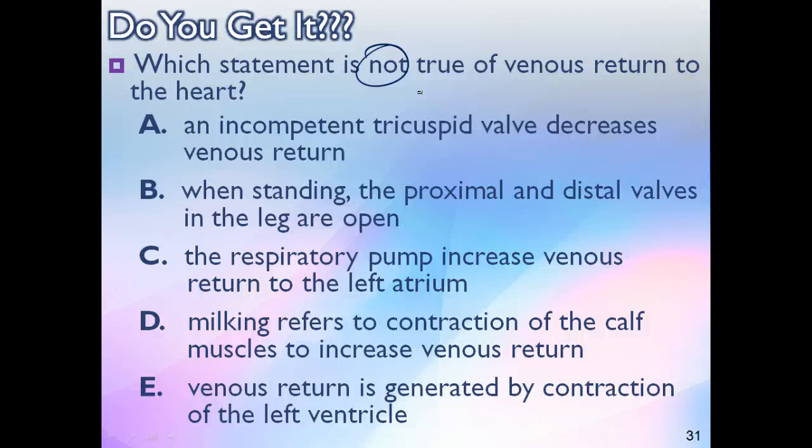Which statement is not true of venous return to the heart? A, an incompetent tricuspid valve decreases venous return. Well, this one kind of goes back to the heart, since you have to think what the function of that tricuspid was for. B, when standing, the proximal and distal veins in the legs are open. C, the respiratory pump increases venous return to the left atrium. D, milking refers to the contraction of the calf muscles to increase venous return. E, venous return is generated by contraction of the left ventricle.